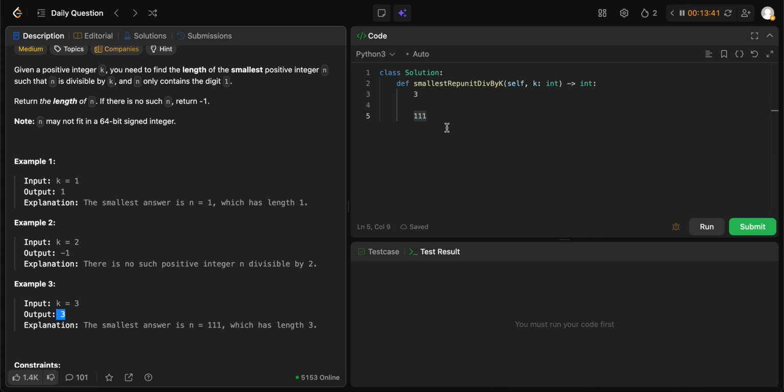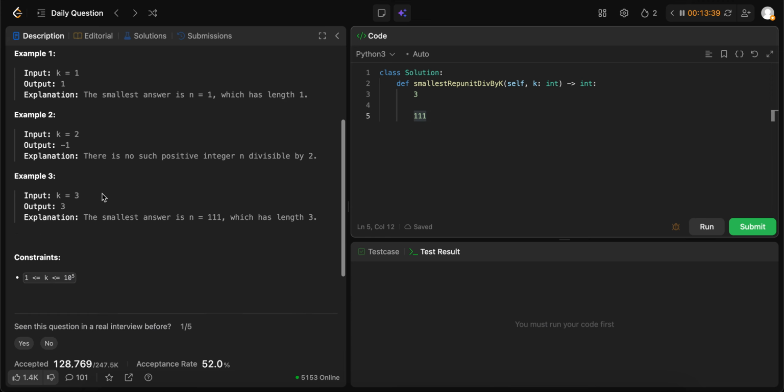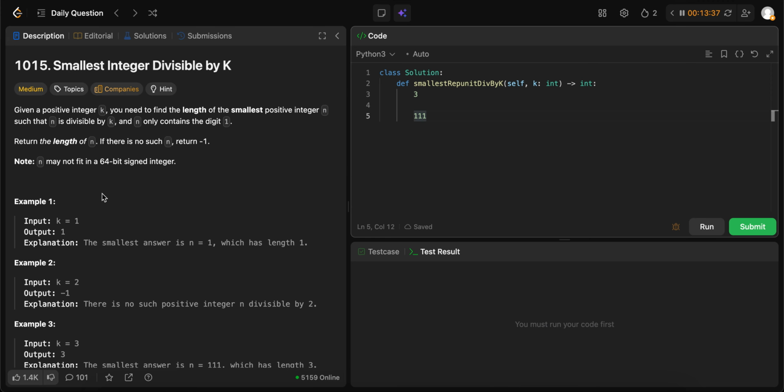So 111 is divisible by 3. 111 has 3 ones, so our answer here would just be 3. It makes sense, but I have no idea how to do this. This is a math problem. And n may not fit in a 64-bit integer. Ah man, love doing these problems where you can't store the numbers. All right, how can we do this?